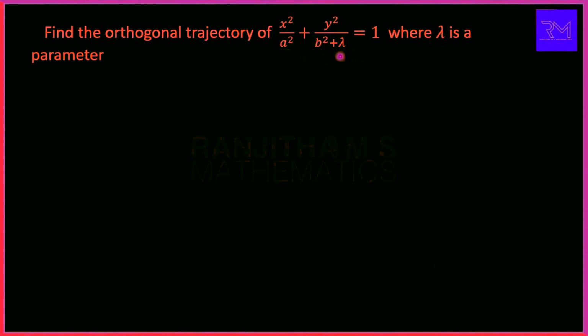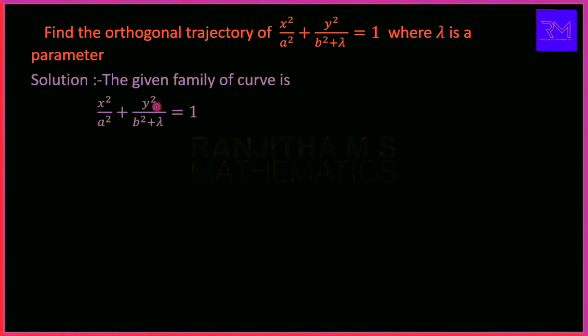Here a and b are not parameters. Here lambda is a parameter. That means we have to eliminate this lambda value, not a and b values. First consider the given family of curves x square by a square plus y square by b square plus lambda, which is equal to 1. Call this equation number 1.